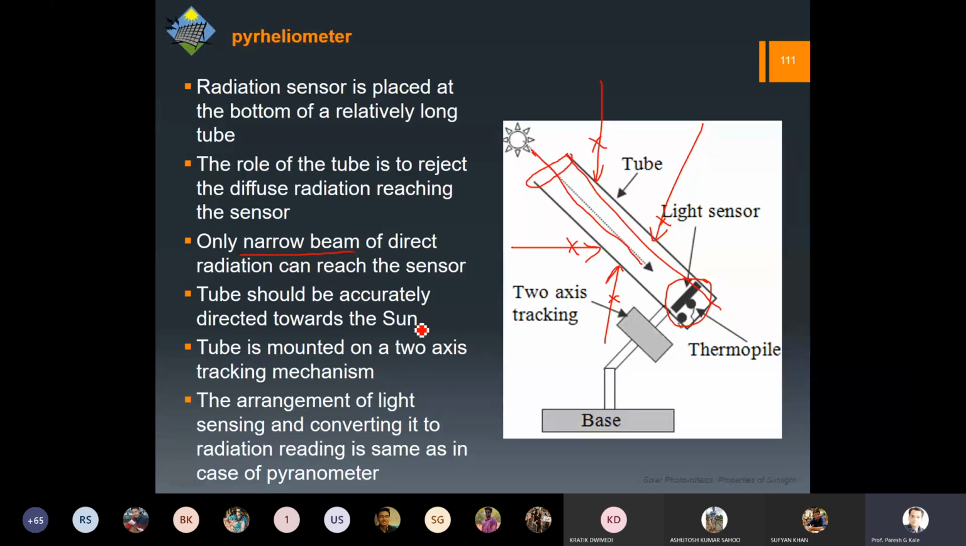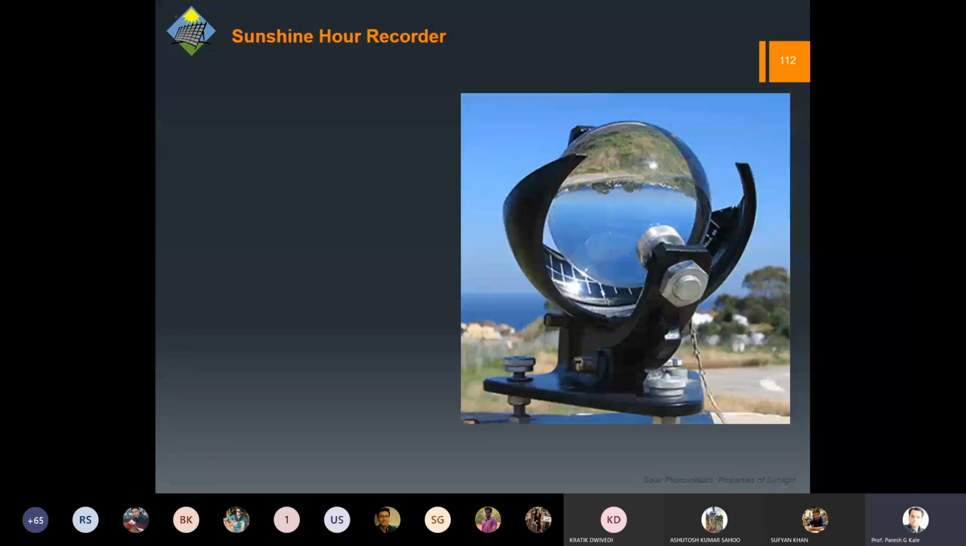So now you have got direct, you have got diffuse. You can find out the global, you can get the total value of this. But there is one more quantity which still remains: how many hours of sunshine are available. Of course, earlier we used to put one paper over here.